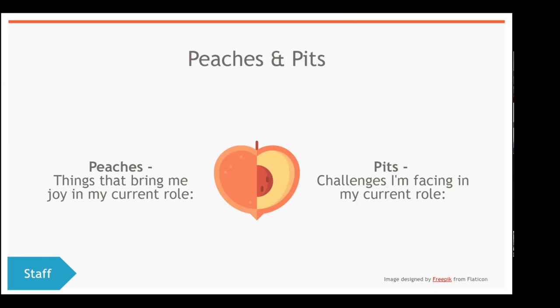You might have heard of Peaches and Pits or something like it called Roses and Thorns, but Peaches and Pits is an easy way to add into a regularly scheduled staff meeting and help staff connect on things that are giving them energy, which are the peaches, as well as work through things that are posing challenges, the pits.